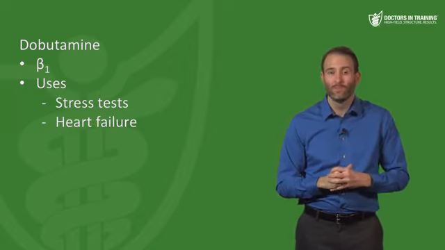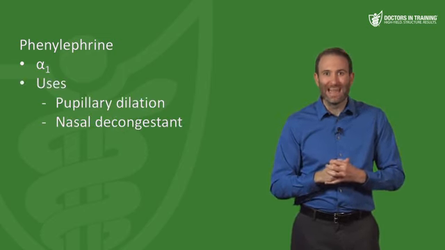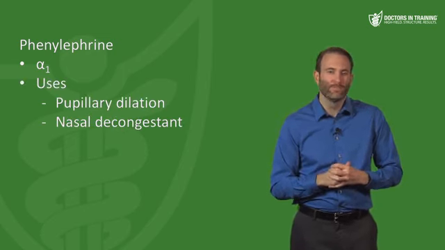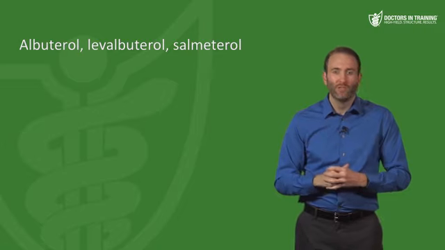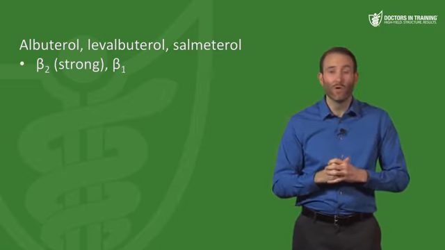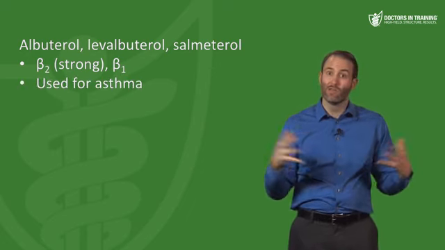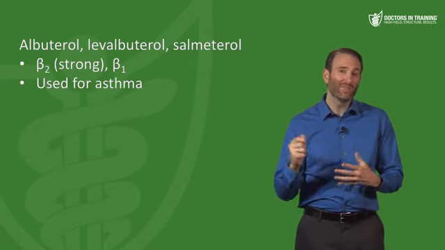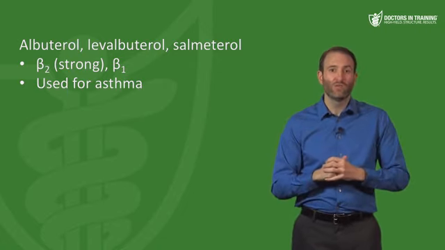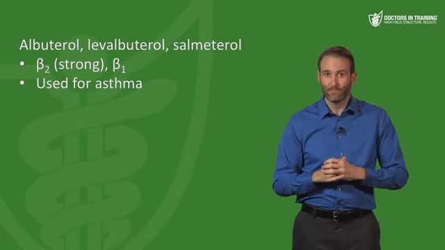Next, we have phenylephrine. So phenylephrine causes strong alpha-1 stimulation. This is used for pupillary dilation, very commonly used as a nasal decongestant. Next, we're getting into some inhaled products. So albuterol, levalbuterol, salmeterol. So these have strong beta-2 stimulation, maybe just a little bit of beta-1 as well. So these are used mostly as inhaled drugs for asthma. Now, because of their beta-2 stimulation, they cause bronchodilation. That's exactly what you want. Now, because of that slight beta-1 activity, patients will often get some tachycardia, though this is less pronounced in levalbuterol.